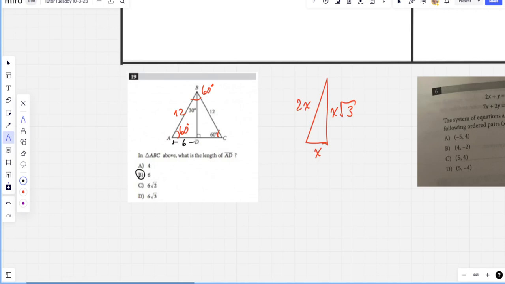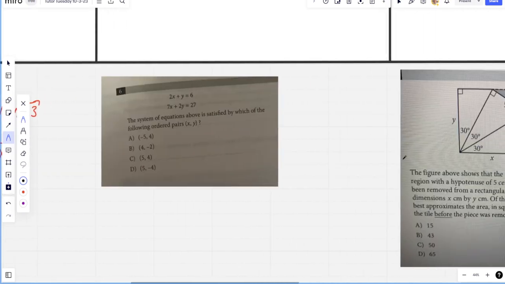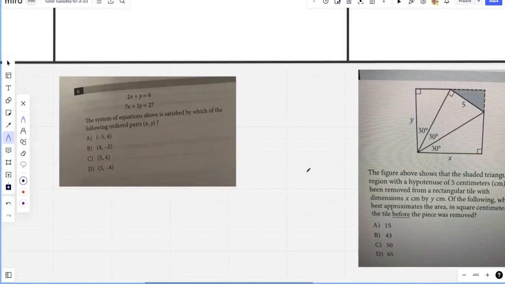Yep, answer is B. So for those of you who can't see that, I'll post the solution. Oh, Warriors got it. Next question, number 6.